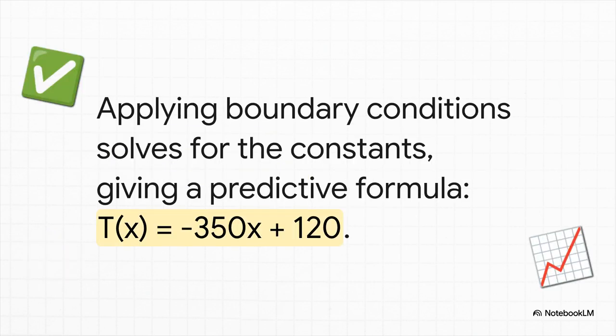Well, we just plug in what we know. We plug in our boundary conditions. We know T is 120 at x equals 0, and T is 50 at x equals 0.2, and we can solve for those two constants. And there it is. We get a specific, powerful, predictive formula. We can now tell you the exact temperature at any point inside that wall. We've gone from a general physical law to a practical, problem-solving tool.